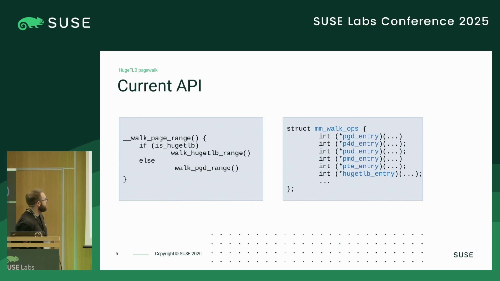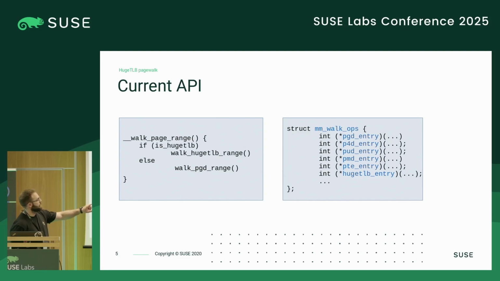So this is the current API we have. As you can see, we have the entry function, walk page range, and then we check whether that's a HugeTLB VMA or not. If it is, we go straight to some specific HugeTLB functions. If not, we walk the page table as usual: we call walk pgd, then p4d, until we reach the PTE levels.